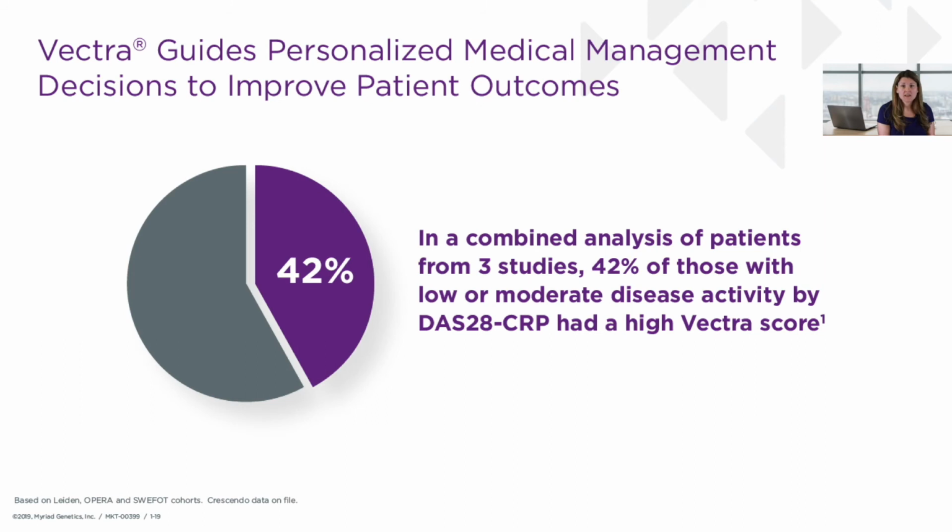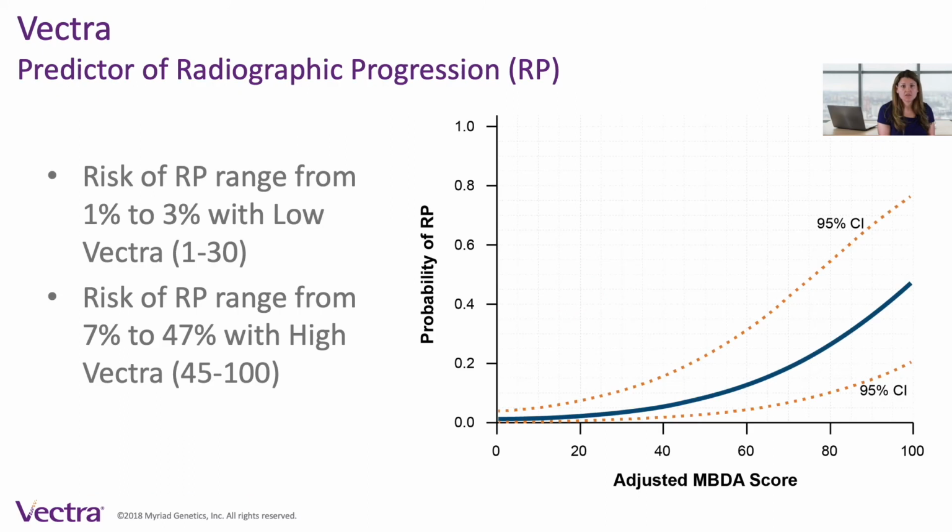In a combined analysis of cohorts from OPERA, SWEETFOOT, and Leiden, we found that 42% of patients in low or moderate disease activity, as defined by DAS28 CRP, had a high Vectra score. Of these patients with a high Vectra score and a low DAS28 CRP, 21% went on to have irreversible joint damage. With recent data, Vectra shows to be a predictor of radiographic progression.